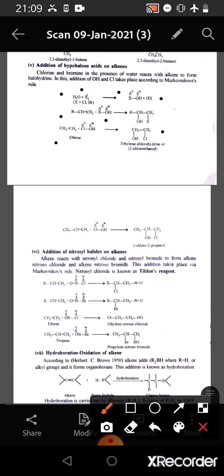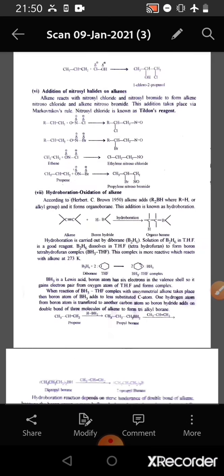For example, if we take ethene, then ethene reacts with ClOH and forms ethylene chlorohydrin or 2-chloroethanol. If we consider this example, that is propene, propene reacts with ClOH and forms 1-chloro-2-propanol.